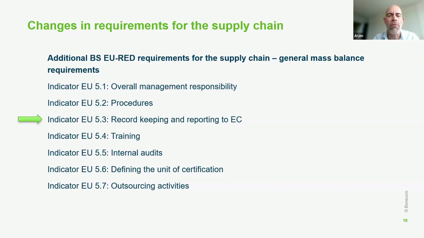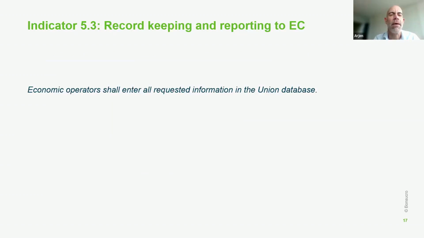Indicator 5.3 is about record keeping, so that economic operators have to keep records, keep administration of the incoming supplies, outgoing supplies, data, sustainability information attached to that, etc. That was already in the previous version of the standard. What is new is that to indicator 5.3, this requirement has been added, which says that economic operators shall enter requested information in the union database.